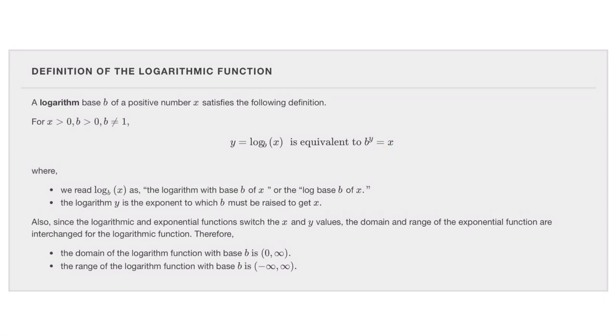We read log base b of x as the logarithm with base b of x. The logarithm y is the exponent to which b must be raised to get x. Also, since the logarithm and exponential functions switch the x and y values, the domain and range of the exponential function are interchanged for the logarithmic function. Therefore, the domain of the log function with base b is the open interval from 0 to infinity. The range of the logarithmic function with base b is all reals.